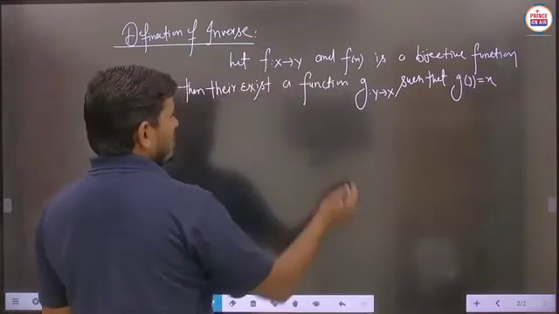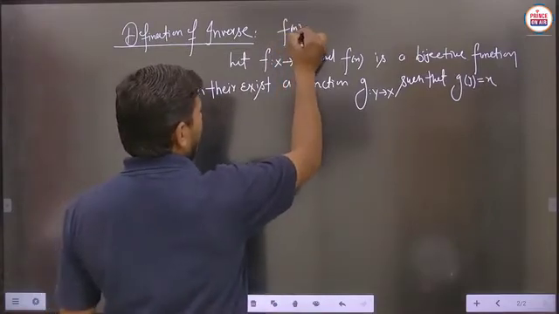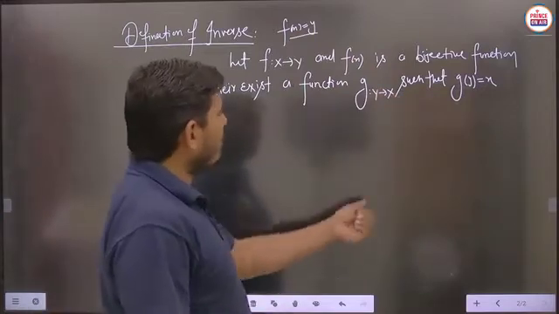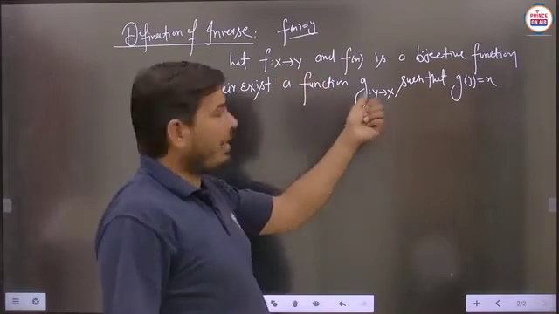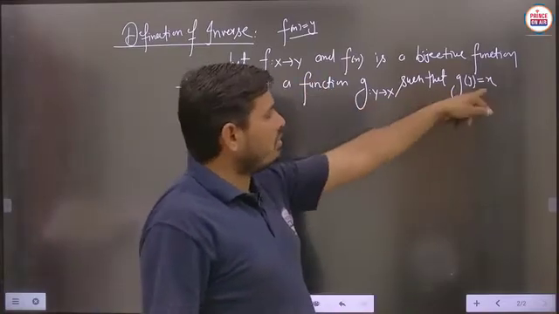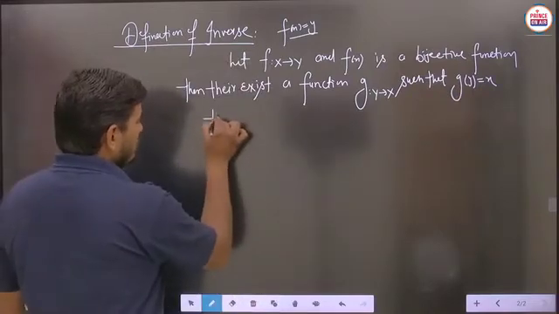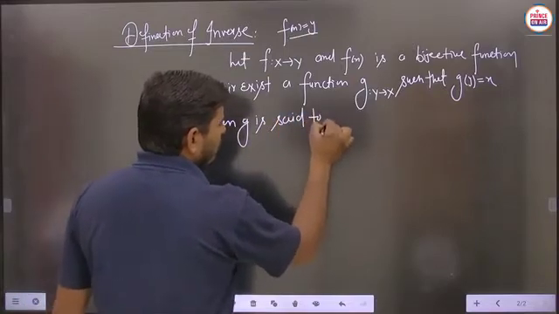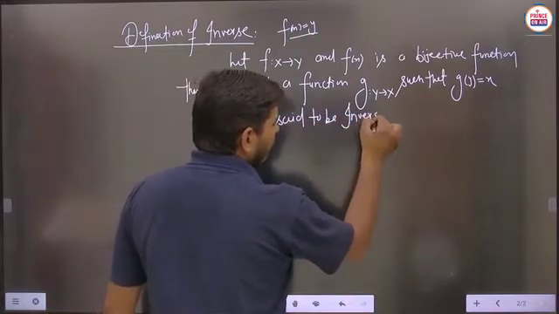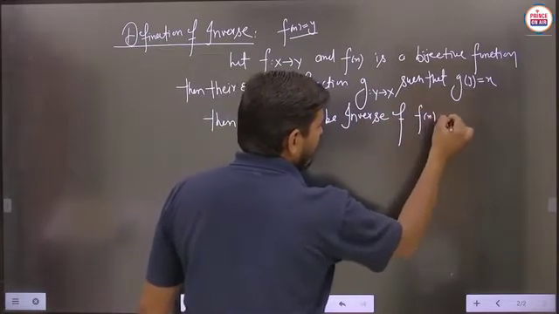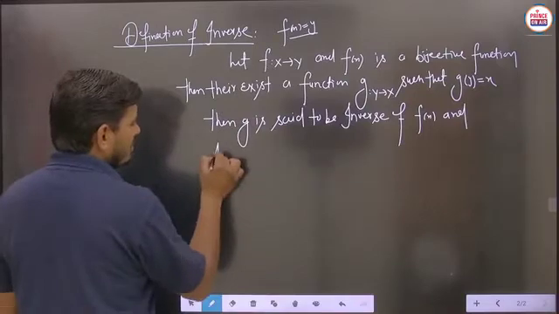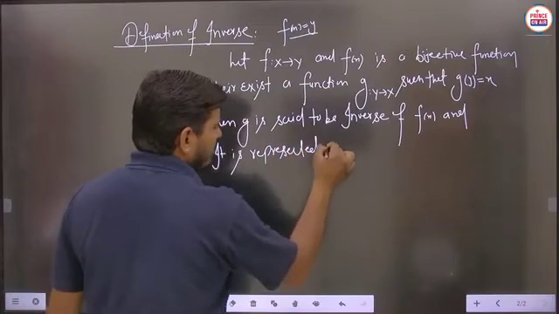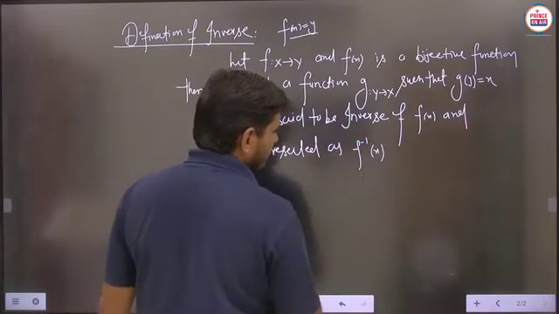Here any function f(x) equals y is defined, and this f(x) is a bijective function. Then there exists a function g that should be defined from y to x. f is defined from x to y, and g should be defined from y to x such that g(y) equals x. Then g is said to be the inverse of f(x), and it is represented as f inverse of x. Is it clear?